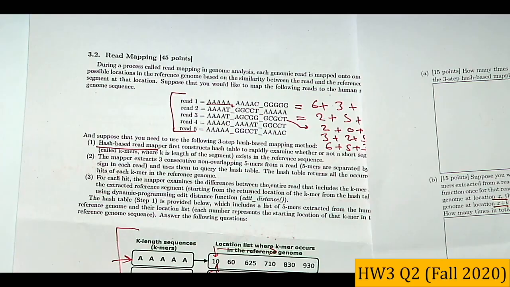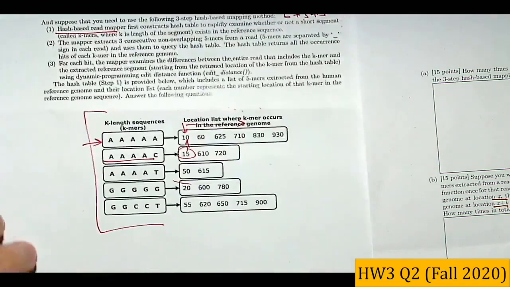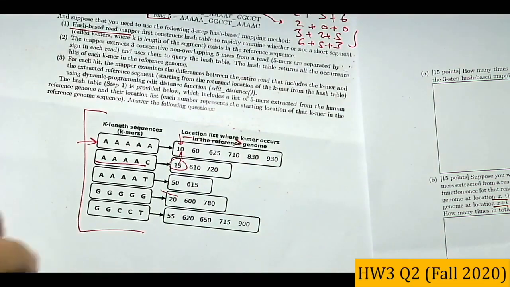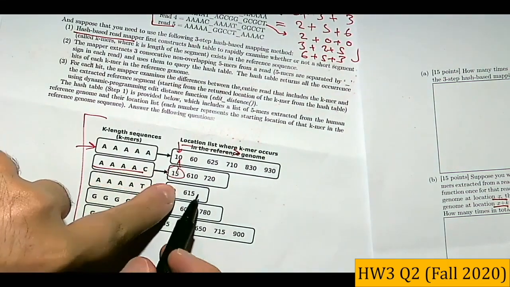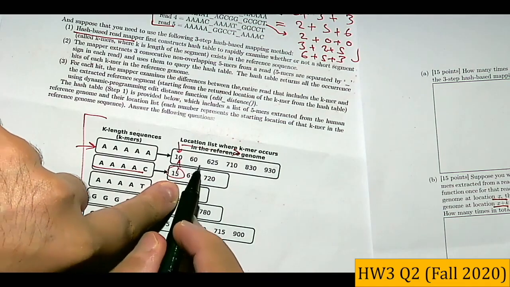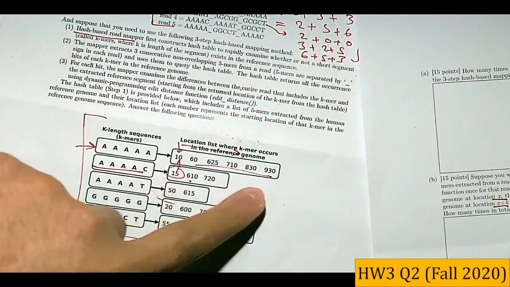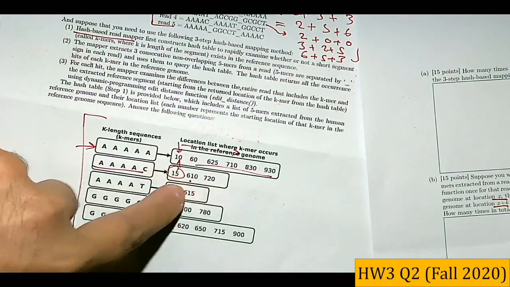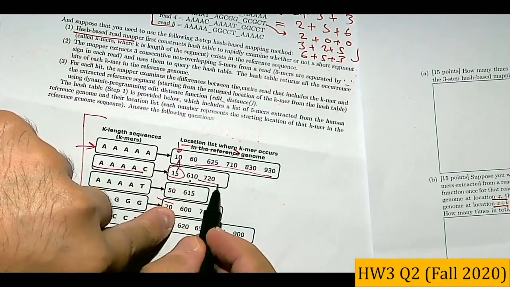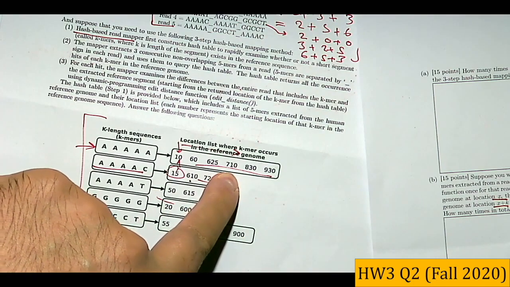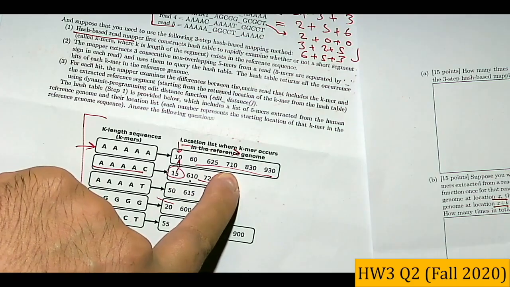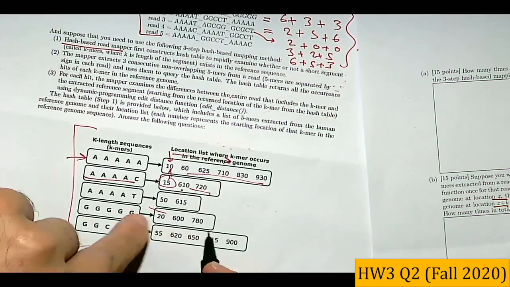Now 610 is not adjacent to any of those, right? Yeah, thank you. So the 15 is adjacent to 10, you agree on that. And the 610 is not adjacent to any of these. Why is that? If you add 5 to any of those, it won't give you any of these locations. The same thing for 720, which is apart from 710 by 10 steps. So this is not valid based on the definition given in the question. So none of these are valid.